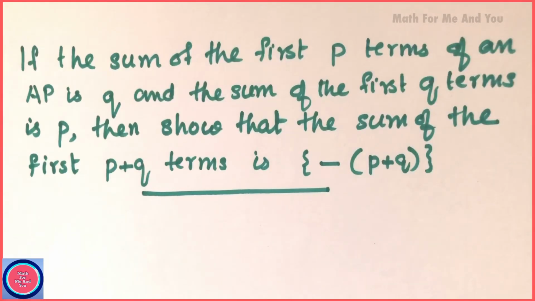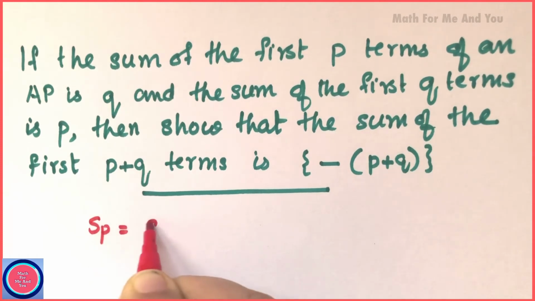Next important question is, if the sum of the first P terms of an AP is Q and the sum of the first Q terms of an AP is P, then show that the sum of the first P plus Q terms is minus of P plus Q. It's given the sum of P terms of an AP is Q. That means SP is equal to Q.